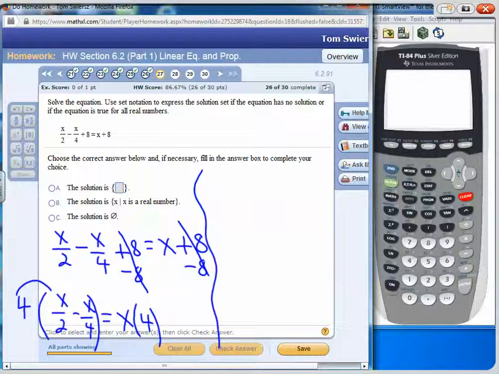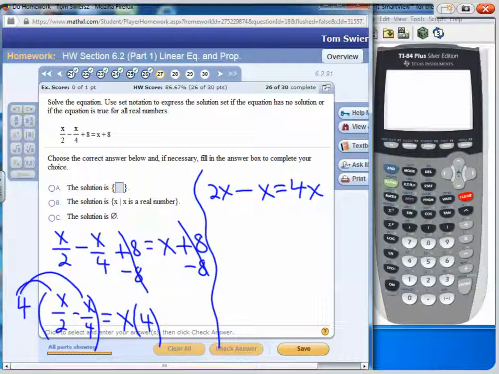4 divided by 2 is 2, so we get 2 times x. Copy down the subtraction here. 4 divided by 4 is 1, right? So 1 times x is simply x. And 4 times x is 4x, right? That is a multiplication because they're both in the numerator.